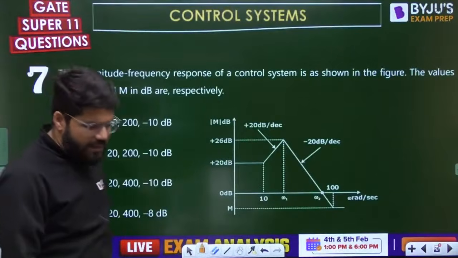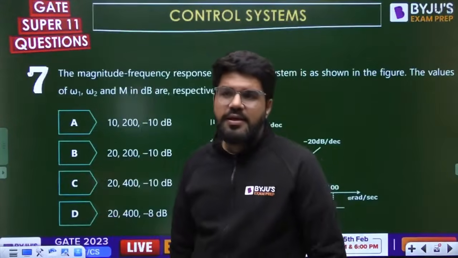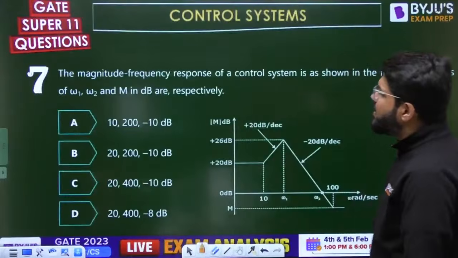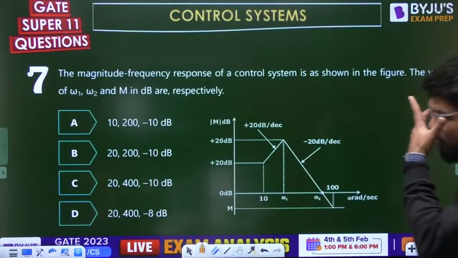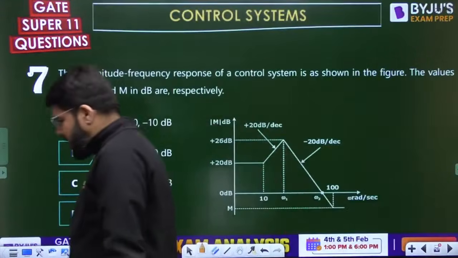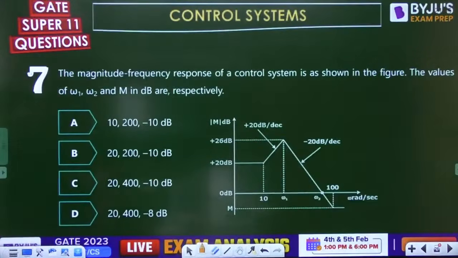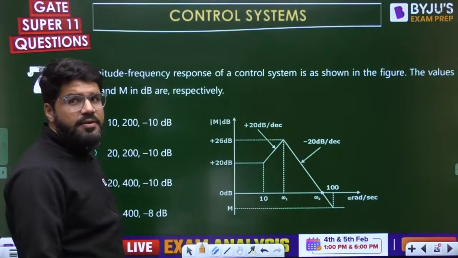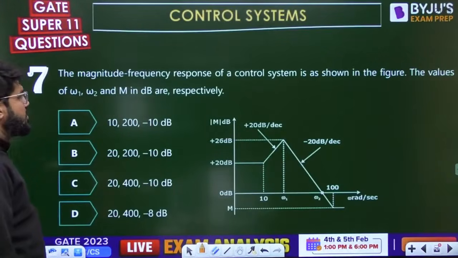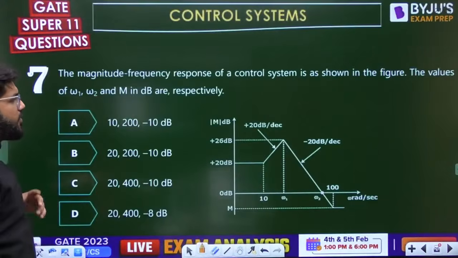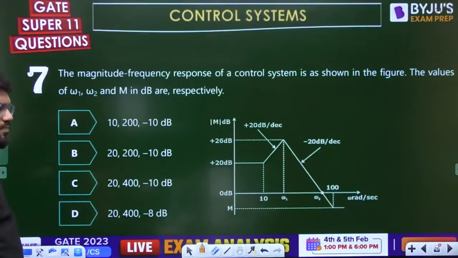A Bode plot, a simple one. A fundamental question from the Bode plot. The magnitude frequency response of a control system is as shown in the figure. What are the values of omega 1, omega 2 and the magnitude m in dB, respectively? Tell me.